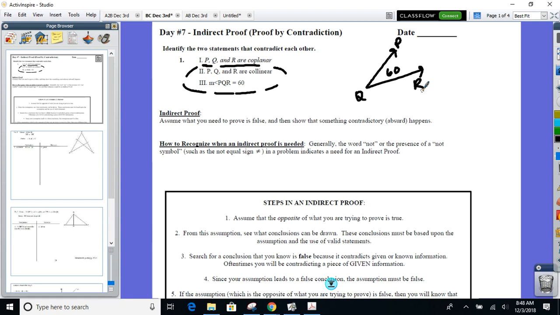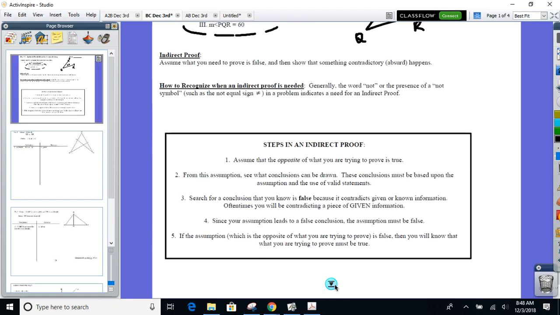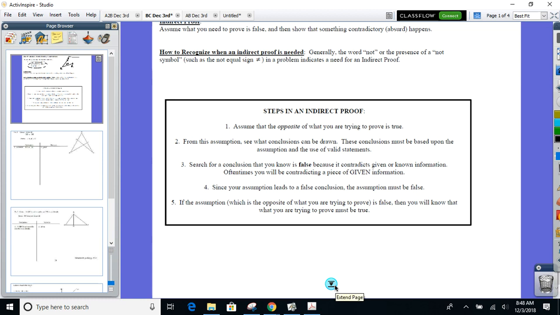That's the philosophy, the thinking we're going to use to solve these proofs. This slide is just here, steps in an indirect proof and how to recognize one, for you to review tonight or tomorrow night if you ever forget. I want to just jump right in and get after it.